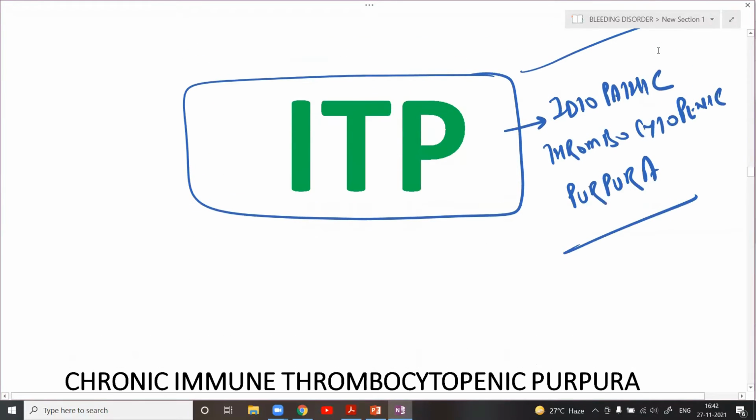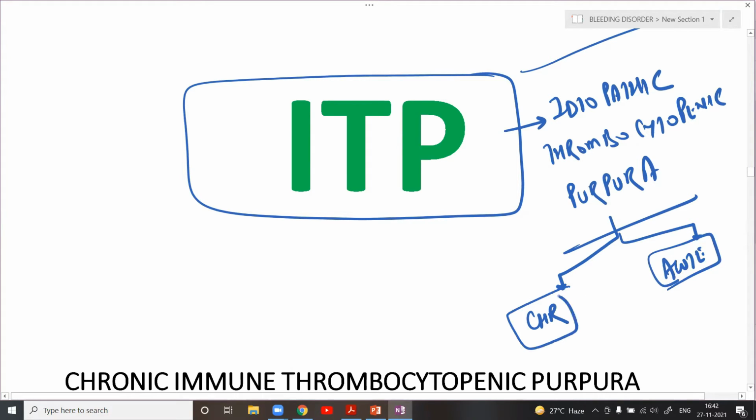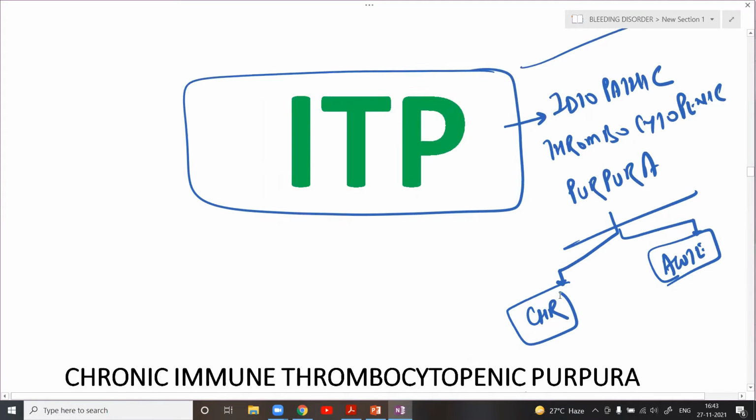Now remember one thing, idiopathic thrombocytopenic purpura is of two types. One is your chronic variety and one is your acute variety. Please pay a lot of attention over here because a lot of questions are asked from ITP, and ITP is a very, very important topic because you will come across such patients throughout your life.